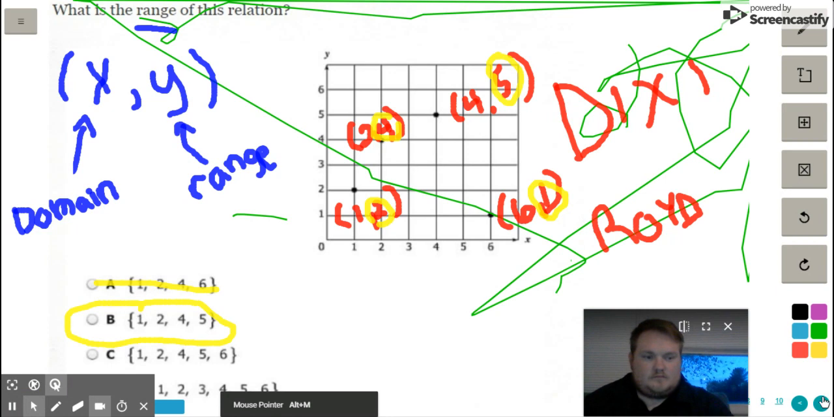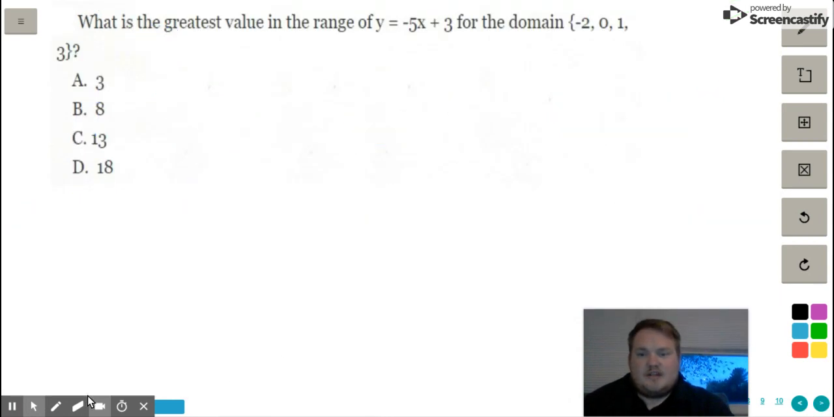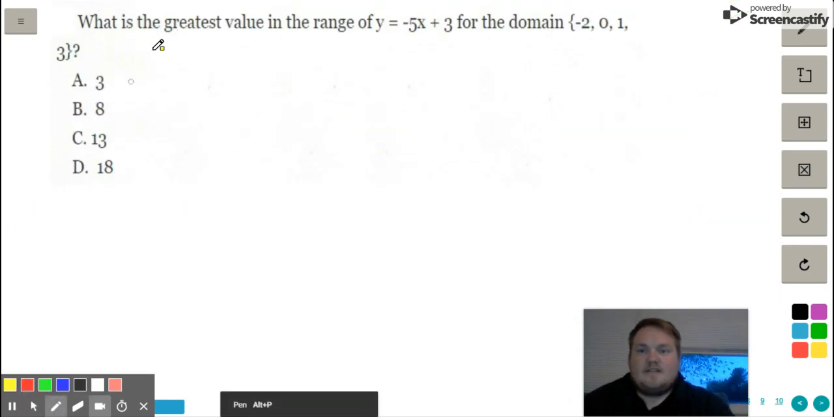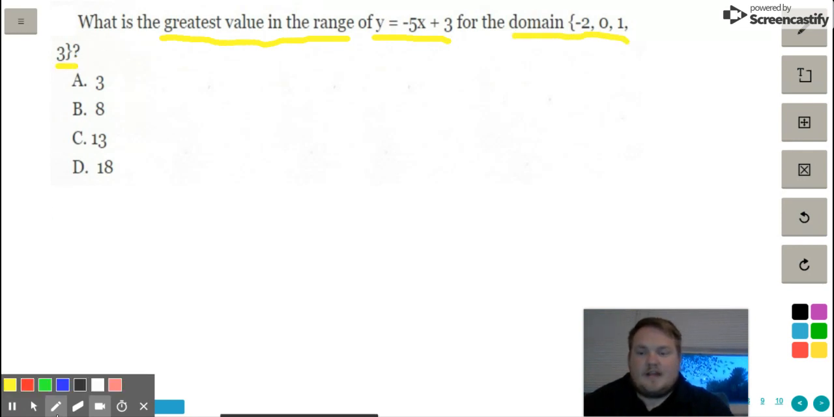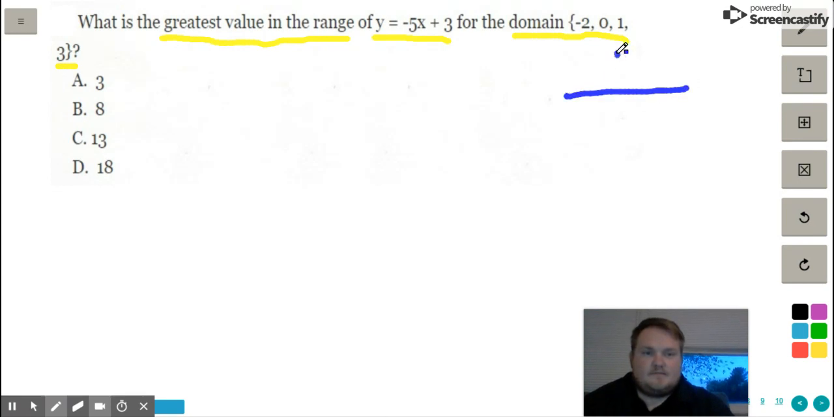range. Our second question is asking, what is the greatest value of range? So we're looking for range, and we're looking for the greatest value in the range. When we're given this equation, y equals negative 5x plus 3, and then we're given domain of negative 2, 0, 1, and 3.